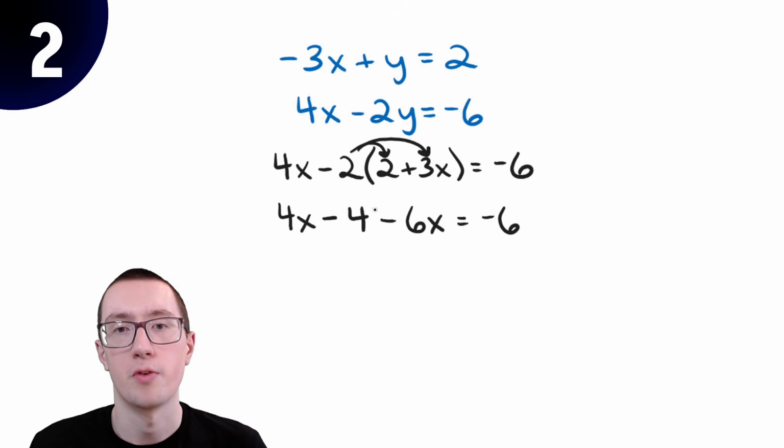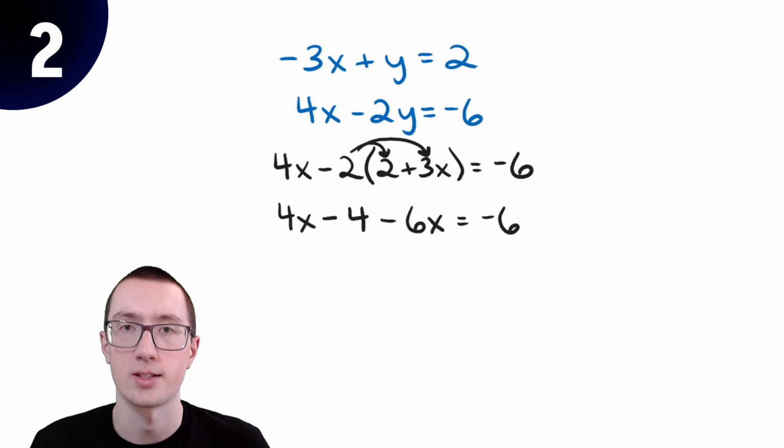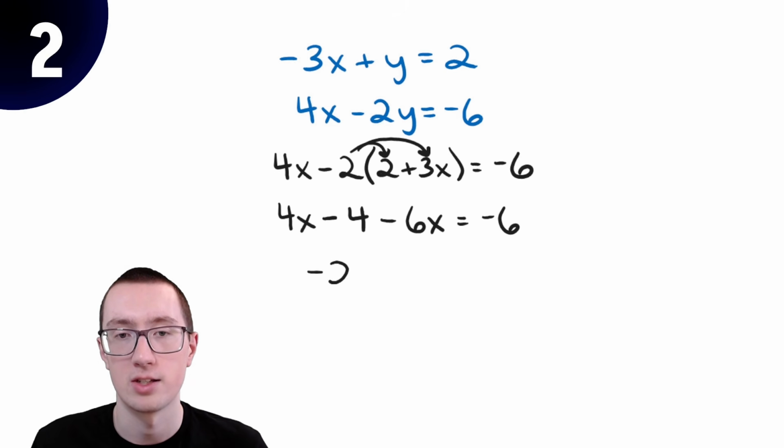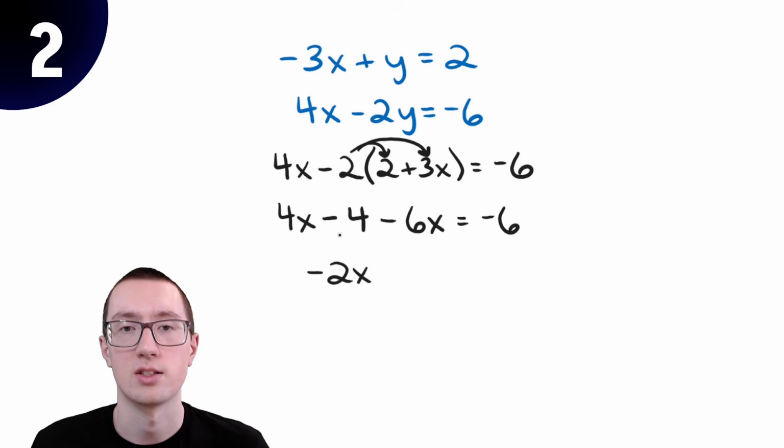So what else can we simplify here? Well, we have two numbers with an x in them, which means that we can combine them. That's called combining like terms. So we have 4x minus 6x. We had 4 and then lost 6, so you're down 2. So that's minus 2x. And then everything else is going to stay the same. So the minus 4 we didn't touch, so that stays the same. And then this minus 6 is still the same.